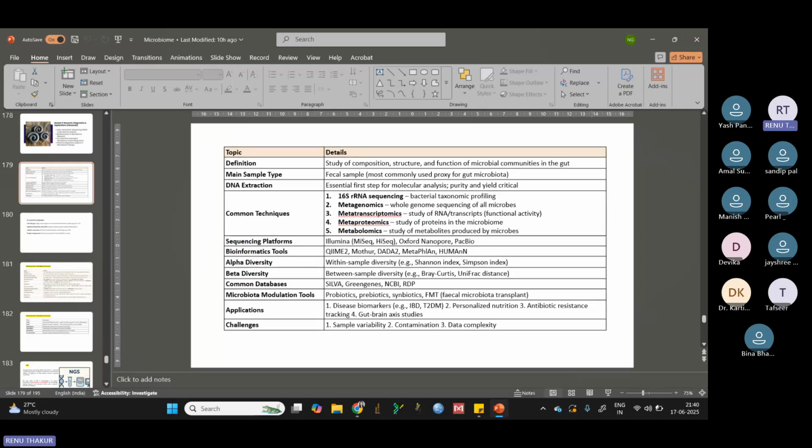So whenever we go for sequencing, the laptop is again hanged.